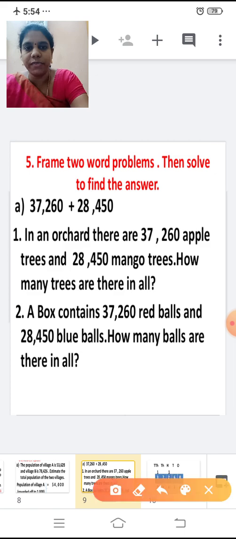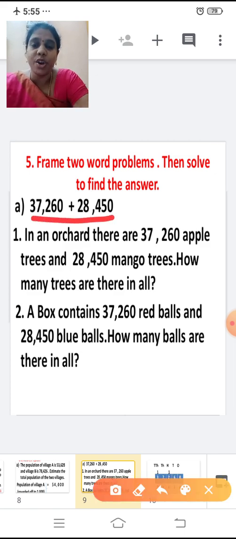So you should form your word problem. See, one sum will be given. You have to form the word problem for the given sum. Yes, children, understood?